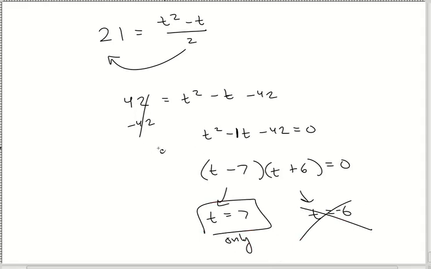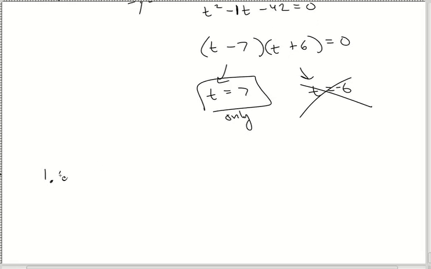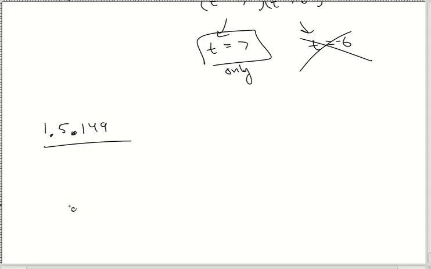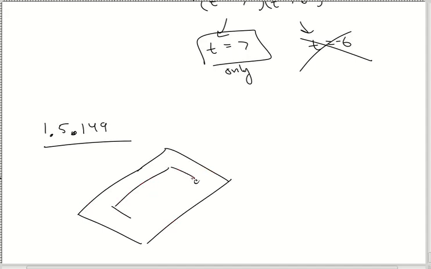Okay. I have one last problem. 15149. Can't let these application problems go. No way. Gotta talk about them. I probably am not doing every single one of them, but at least it's something.